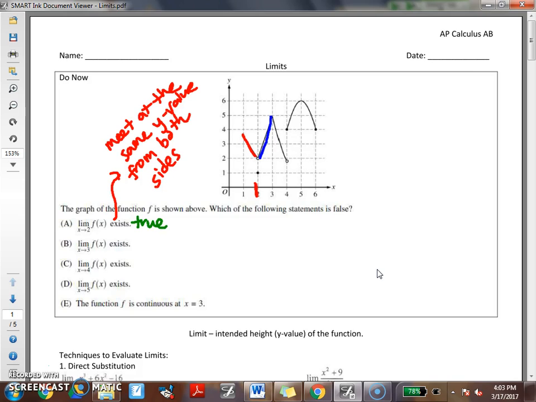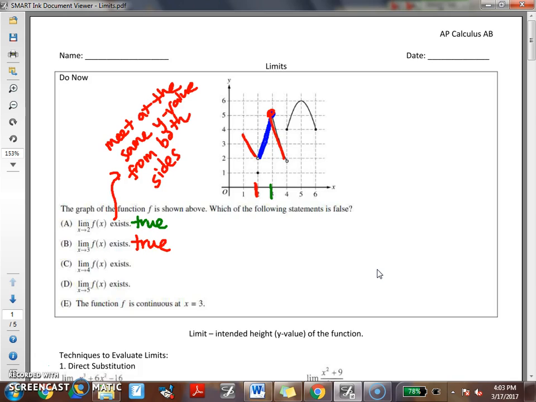Moving on. Limit as x approaches 3 of f of x exists. So I'm going to focus on 3 now. It's right here. So from the left side, I end up at 5. From the right side, I also end up at 5, so that statement is true.